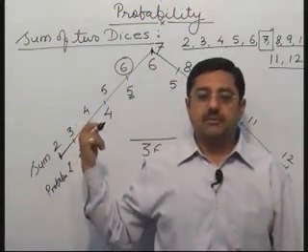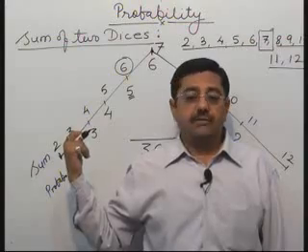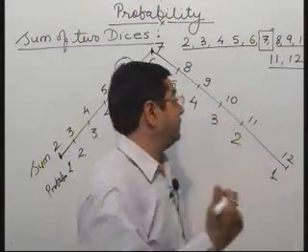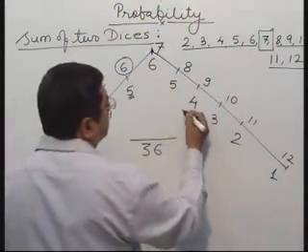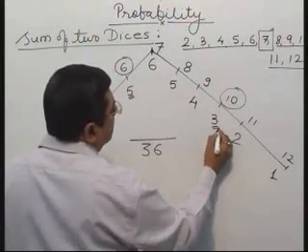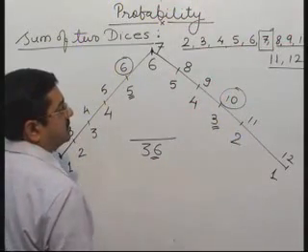मैंने अभी 5 cases आपको निकाल के बतलाए थे. I have explained with the sample space. What is the probability of getting sum 10? What is the answer? 3 by 36.